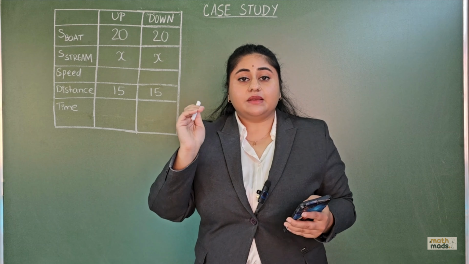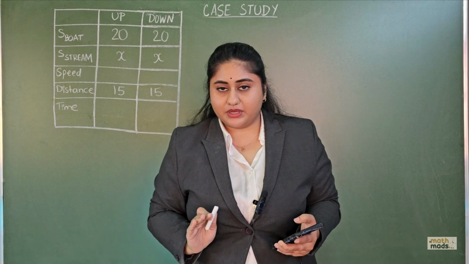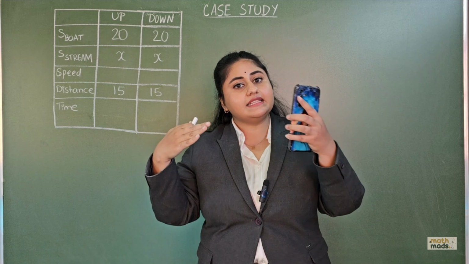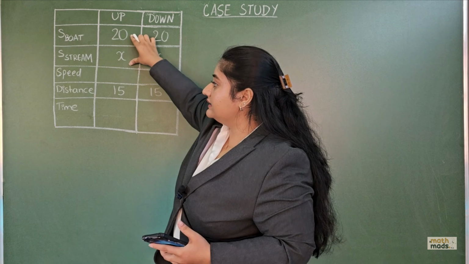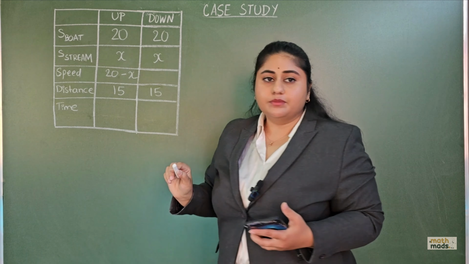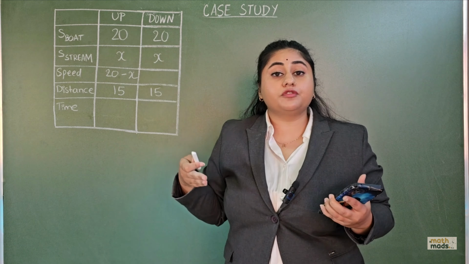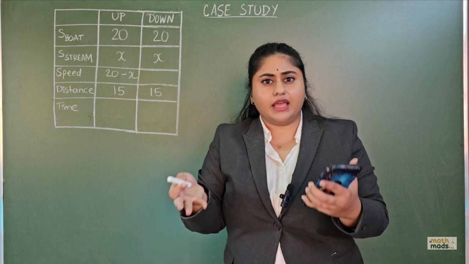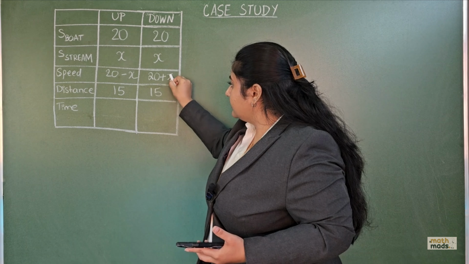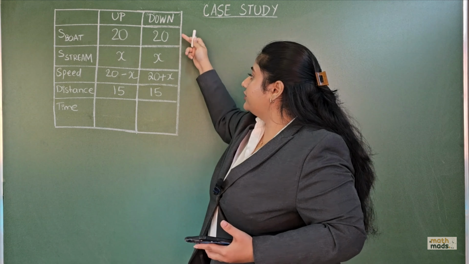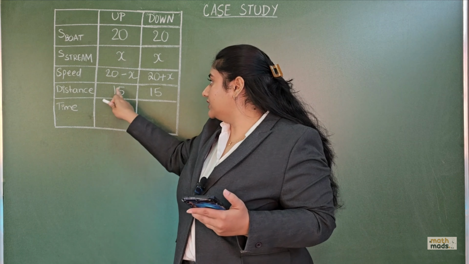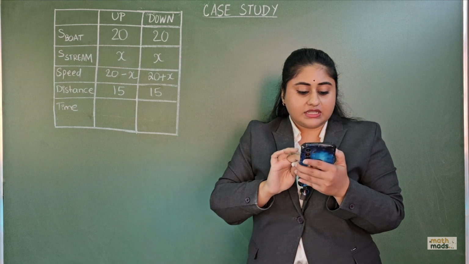Whenever we are solving upstream and downstream problems, one thing we have to remember is, whenever the boat is going upstream, the flow of water is against the flow of the boat. So you have to subtract these two to get the effective speed. That is 20 minus x. Similarly, when we are going downstream, the speed of the boat and the speed of the water are helping the boat to move. So you take the addition. That is 20 plus x. That will be the speed of the boat downstream. They are asking what is the speed of the boat upstream, that is 20 minus x. Done. What is the next question?